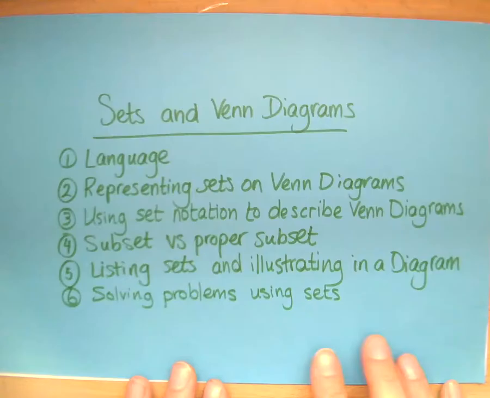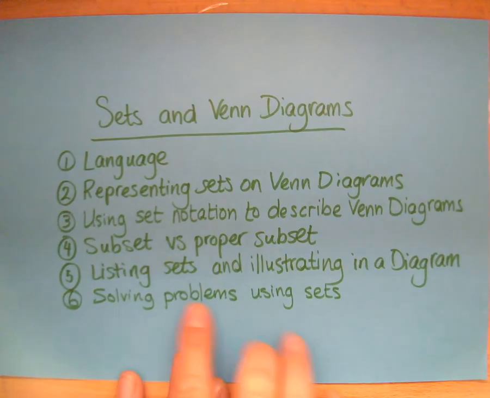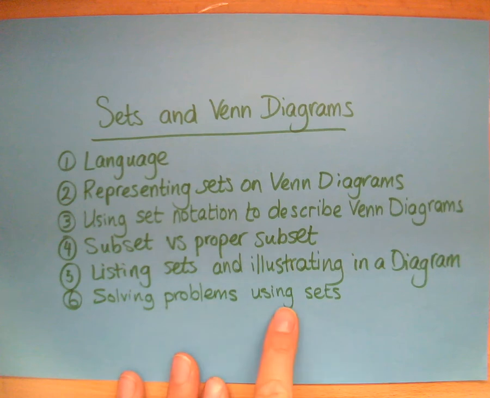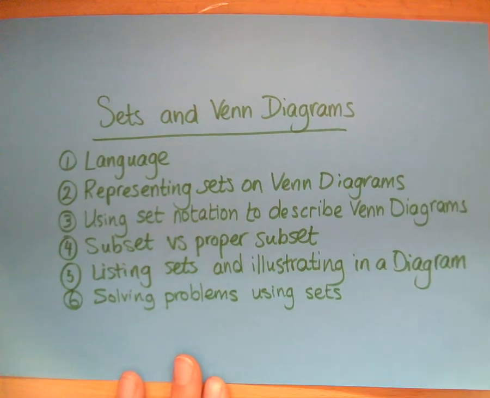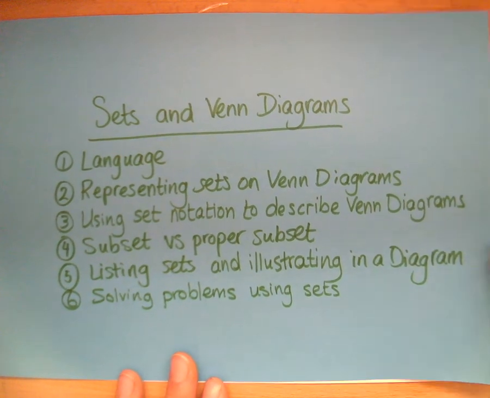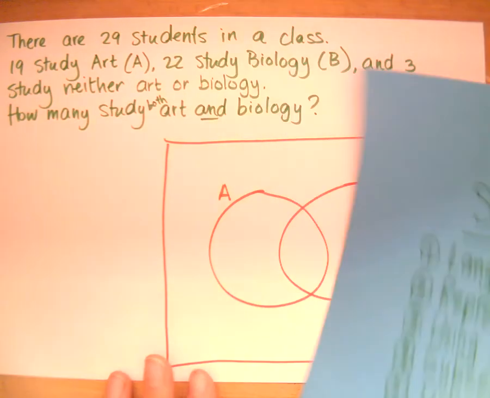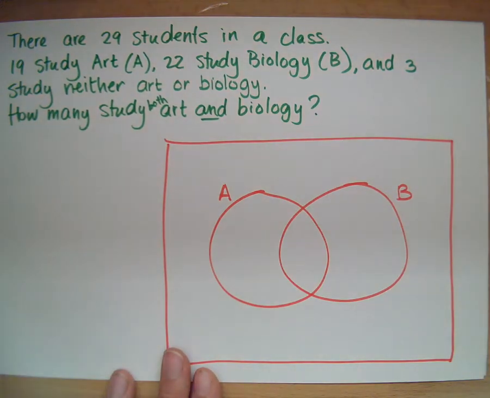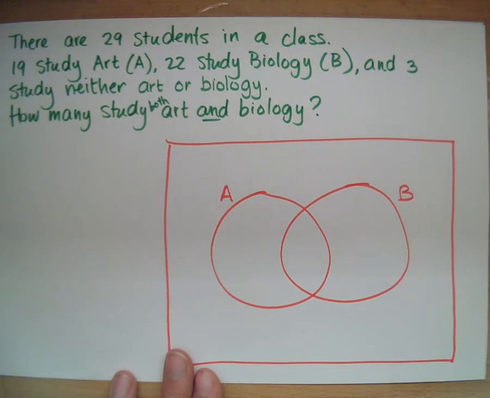Hey, today we're going to solve more problems using sets. We started doing this in the last lesson. We looked at how many people owned a dog, a cat, or a fish, or a combination of those. Today we're going to look at a class of students and what they studied. It's a lot like yesterday, except we're given different information and we're asked for different information.